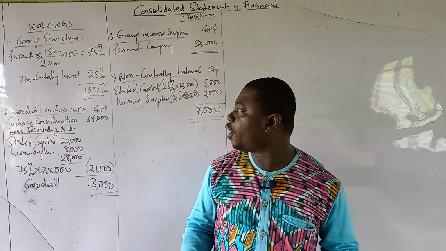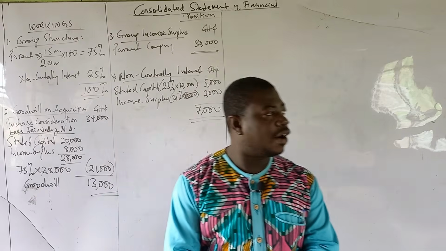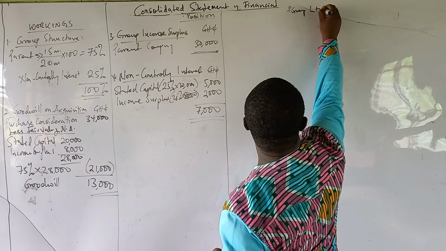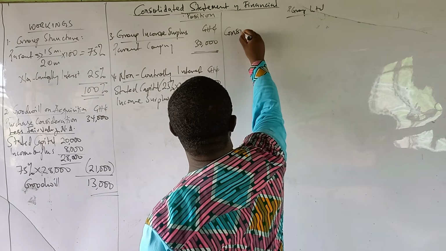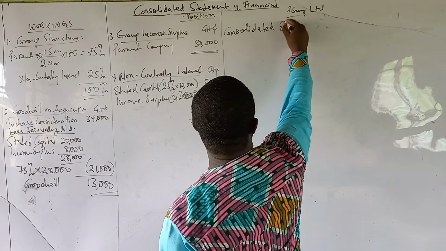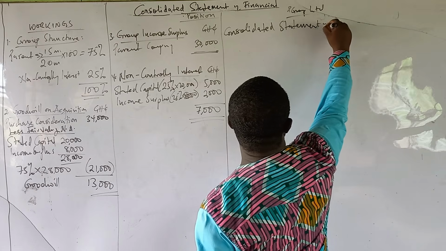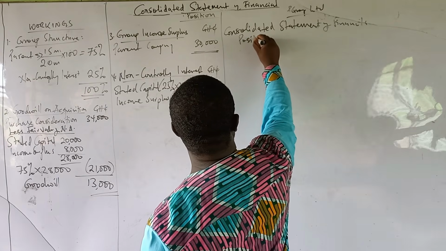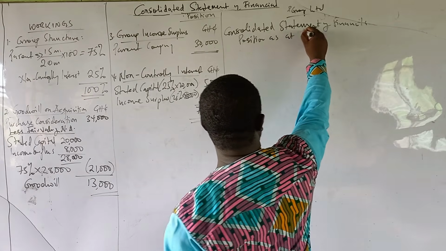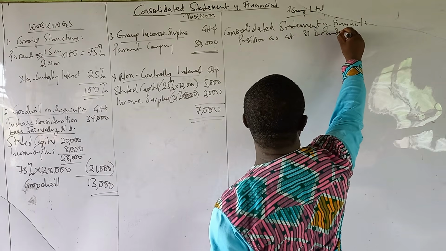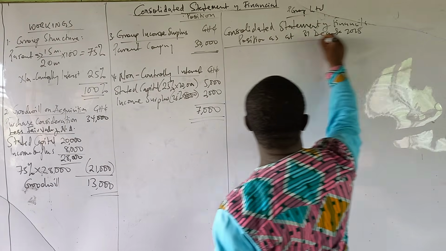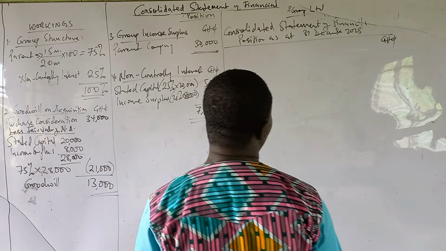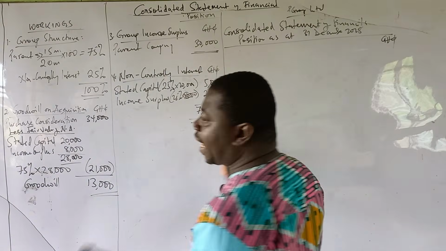Okay. And so we are preparing the consolidated statement of financial position. So for P Group Limited, we'll say consolidated statement of financial position as at 31st December 2018. So we bring our currency sign and then we'll begin by adding across.